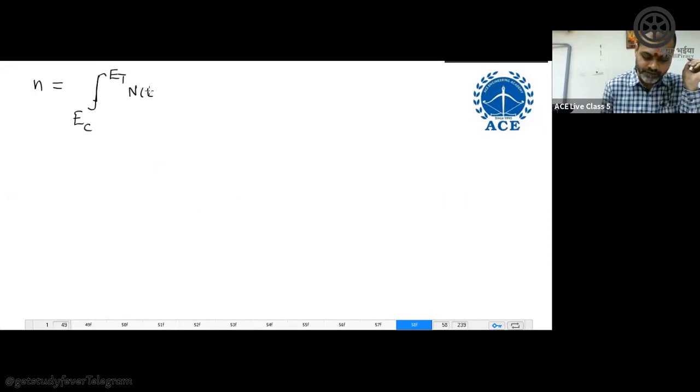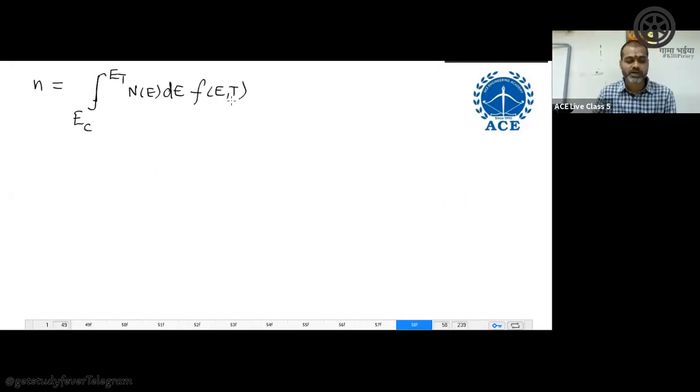Please remember, answering a theoretical question is much more difficult than answering a numerical problem. For a numerical problem, at least if you remember the formula, you can do something. For answering a theoretical question, you must understand the concept. So please try to concentrate. Now n is equal to the integral within the conduction band, from EC to ET, of n of E into dE into f of E comma T.